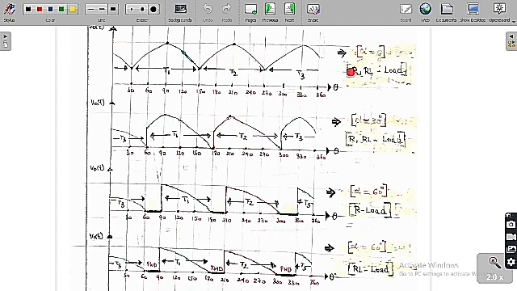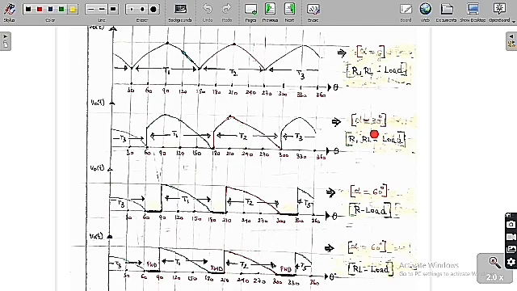You can see clearly for alpha equal to 0, irrespective of load, whether R load or RL load or any load, we are going to get the output voltage in this fashion. For this, the vertical lines I have drawn are at every 30 degrees.